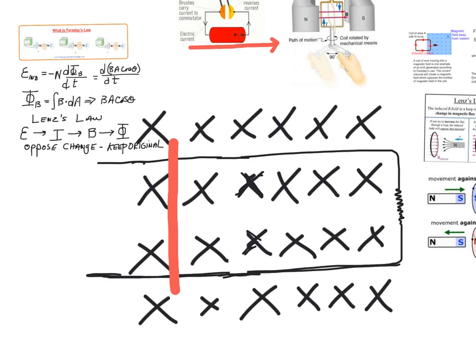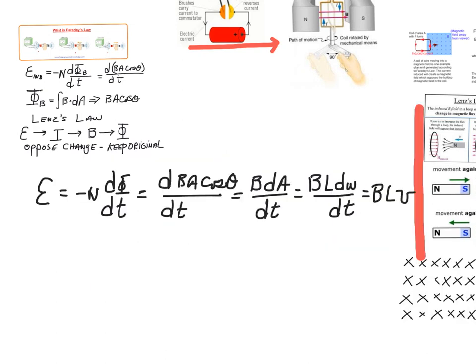And then we can actually derive an equation for this problem, which we'll use by looking at Faraday's law up here. Okay, so here it is, and I think we're done. This is the equation. You're going to use it in the assignment, BLV. See where it comes from.